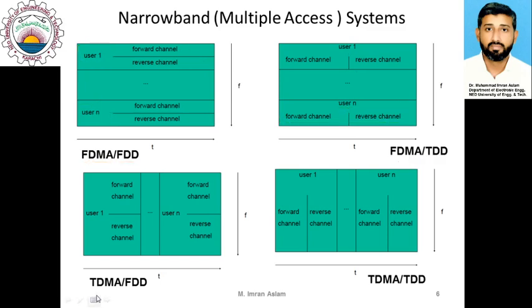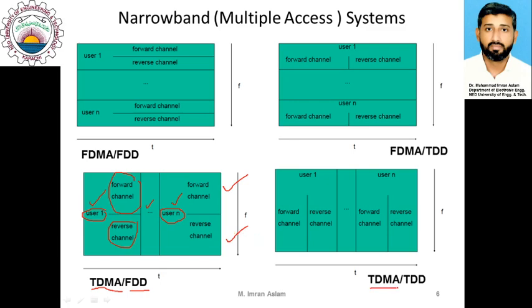Similarly, if we have time division multiple access with frequency division duplexing, in that case different users are assigned different time slots. So user 1 would transmit in the first time slot, user 2 would transmit in the second time slot, and so on. The nth user would transmit in the nth time slot. But the forward and reverse channel for each user can be transmitted at the same time, because they are separated by different frequencies. So each user would be allocated two different frequencies, one for the forward channel and second for the reverse channel.